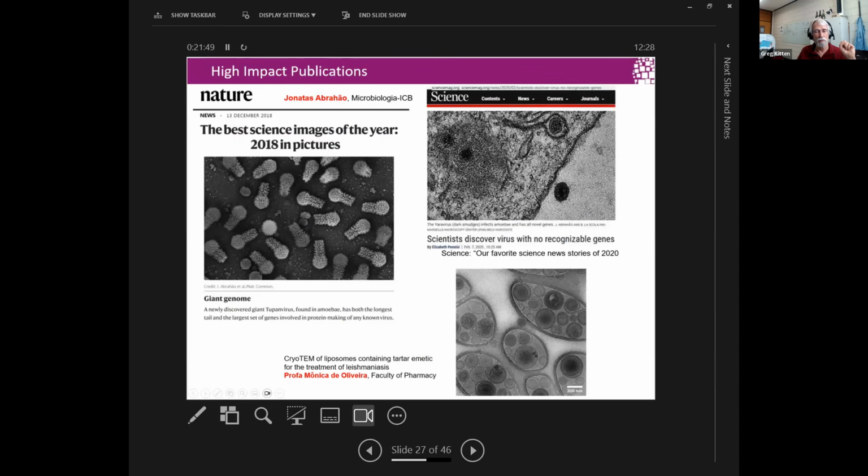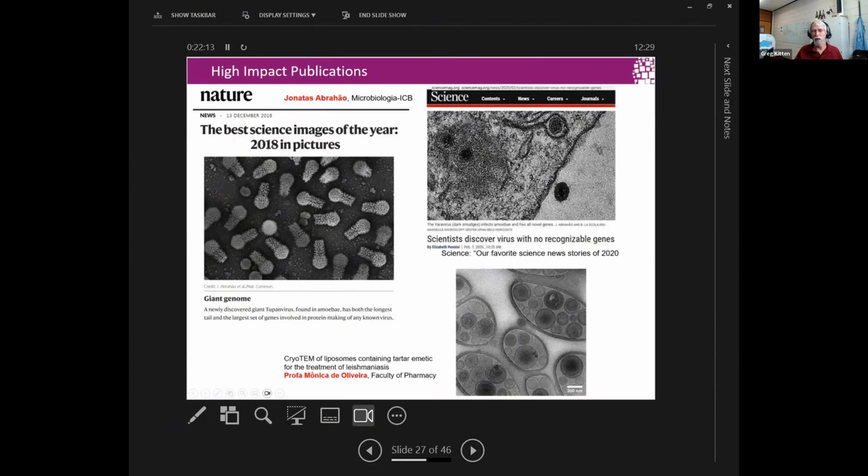Some of those are usually high quality, so a lot of publications in Nature and Science, also getting awards, some best pictures, and attention for discovering new viruses with no recognizable genes. Obviously we don't sequence, but we did all the images for that paper.